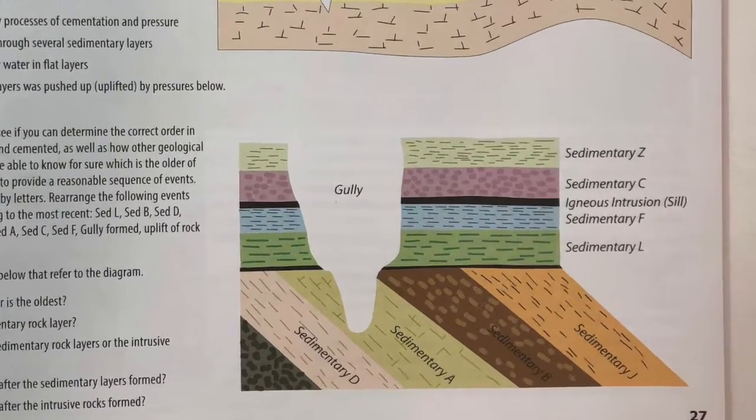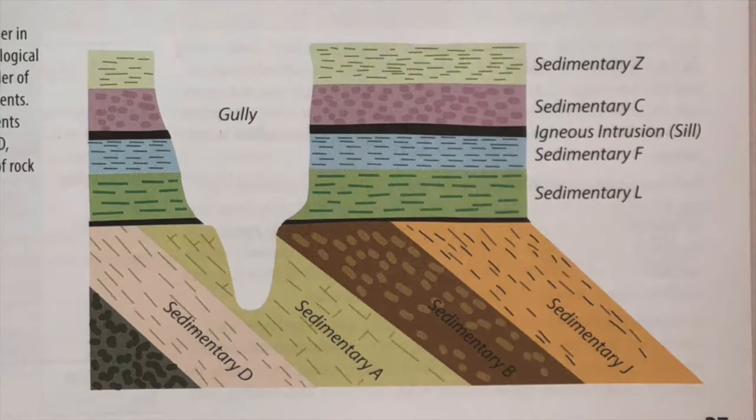Have the students study the diagram in Part B and try to determine the correct order in which the rocks were laid down. Most likely, the lower slanted layers were laid down as flat sediments with sedimentary J on top. Then these layers were uplifted by underlying pressure, producing unconformity. Later, sedimentary L through Z were laid down as flat sedimentary layers.